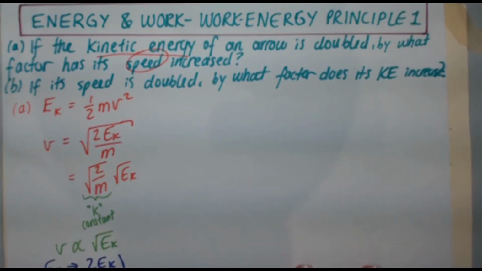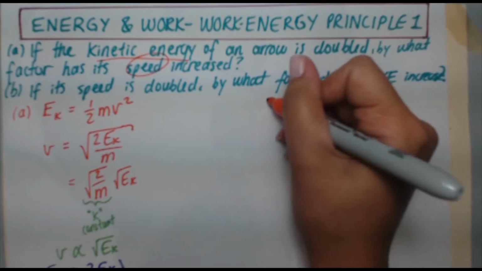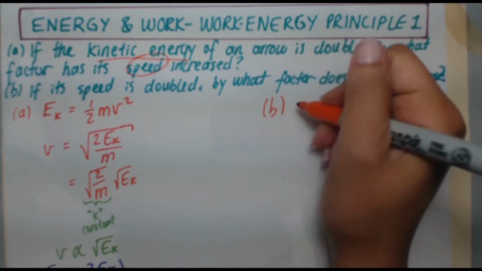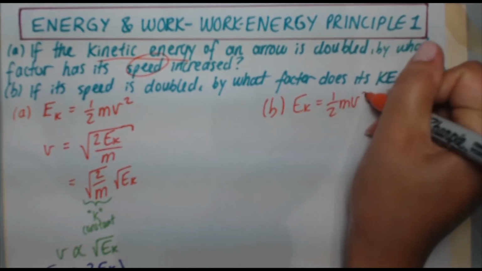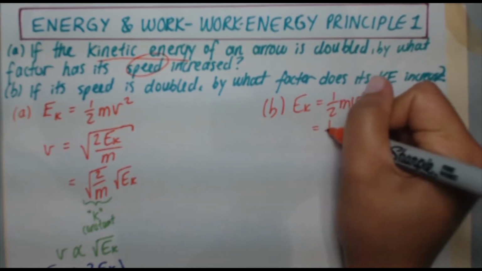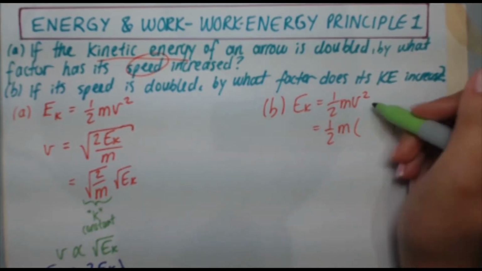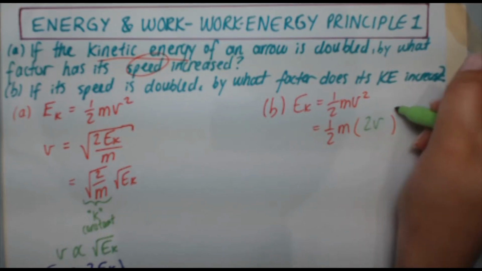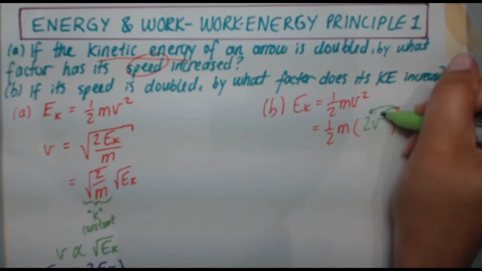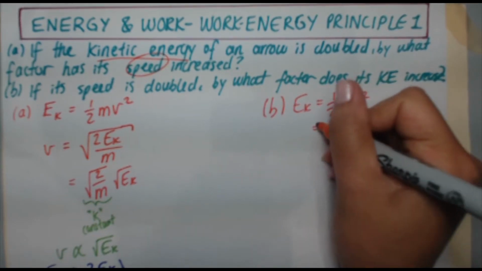Part B. If its speed is doubled, by what factor does its kinetic energy increase? Part B is actually a lot simpler. So for B, again, we have our kinetic energy formula, 1/2 mv squared. Now this time, our speed is doubling. So we're going to replace v with 2v. Now when the 2 and the v get squared, that square gets applied to both. You're going to end up with 4v squared.